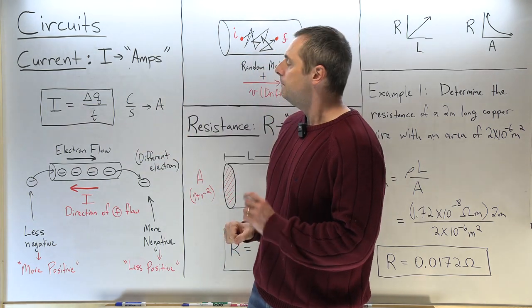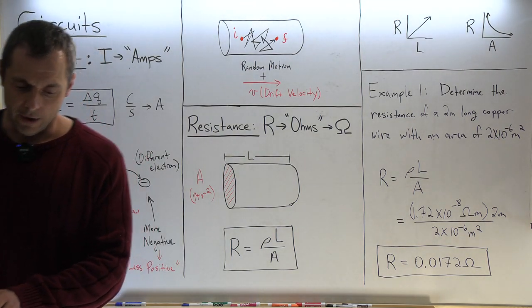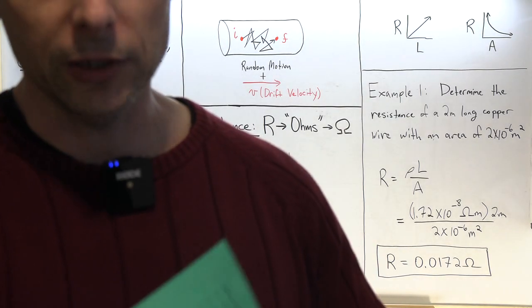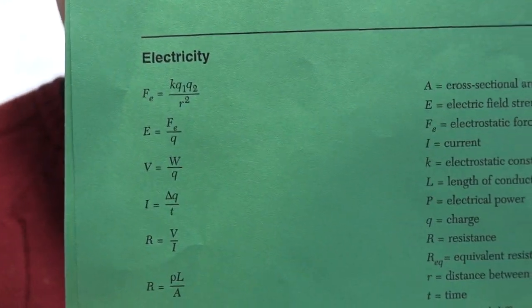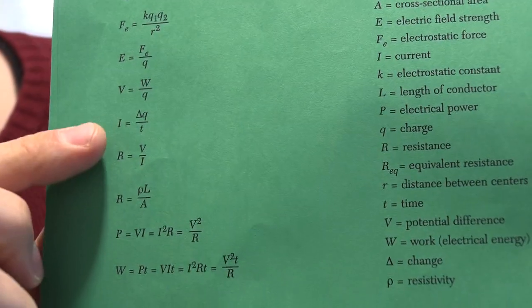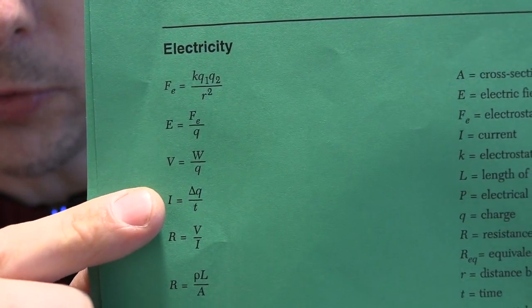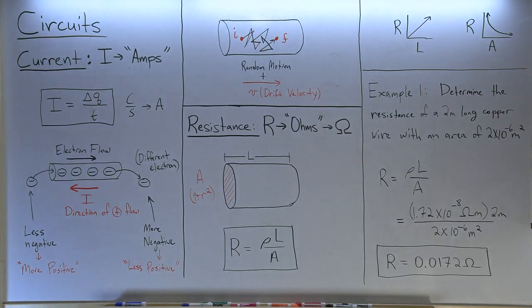Now, this formula, as all the formulas that we study, is on the reference table. I am, again, in the electricity section, which we began in the last topic, page 4. And as you can see, right here is our expression: I equals delta Q over time. So there it is on the reference table.